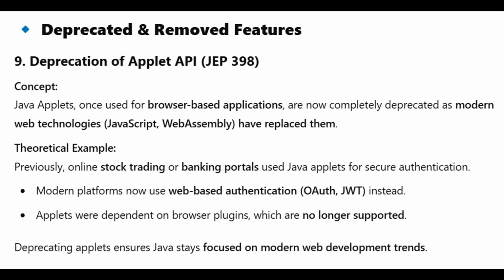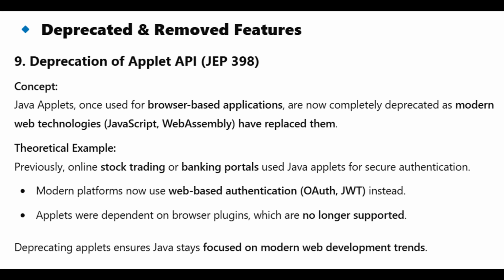Deprecated and removed features. Deprecation of Applet API, JEP 398. Concept. Java applets, once used for browser-based applications, are now completely deprecated as modern web technologies, JavaScript and WebAssembly, have replaced them.